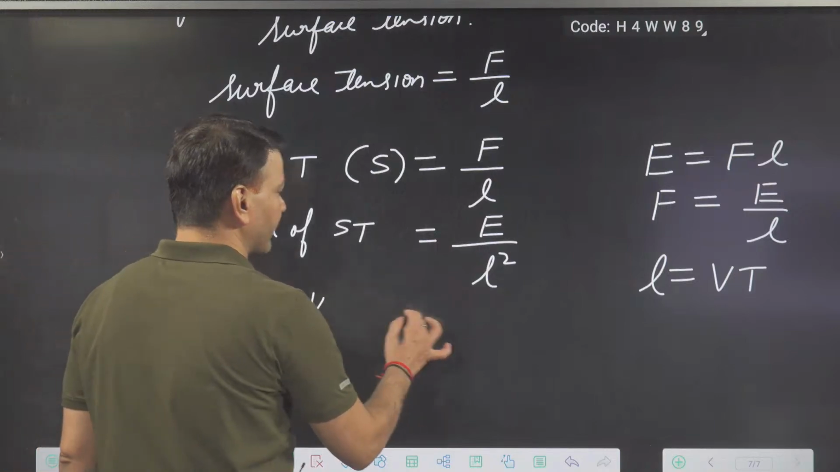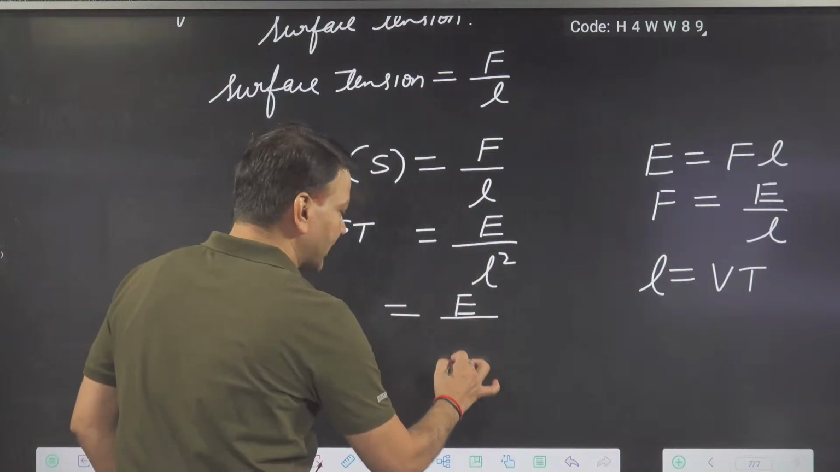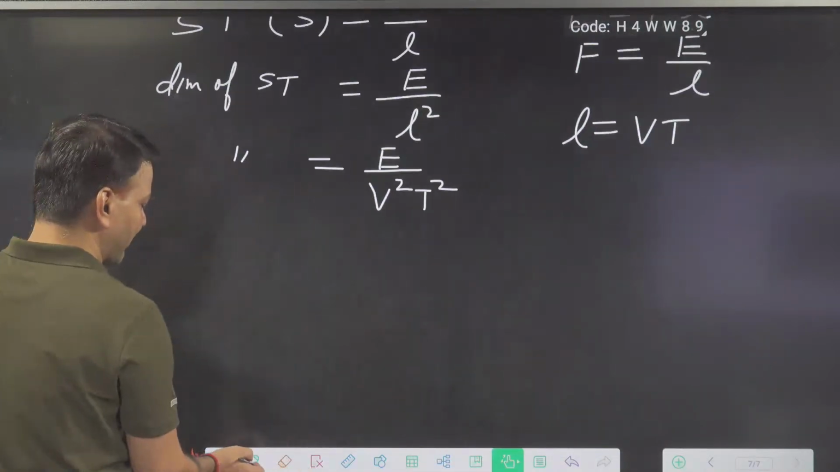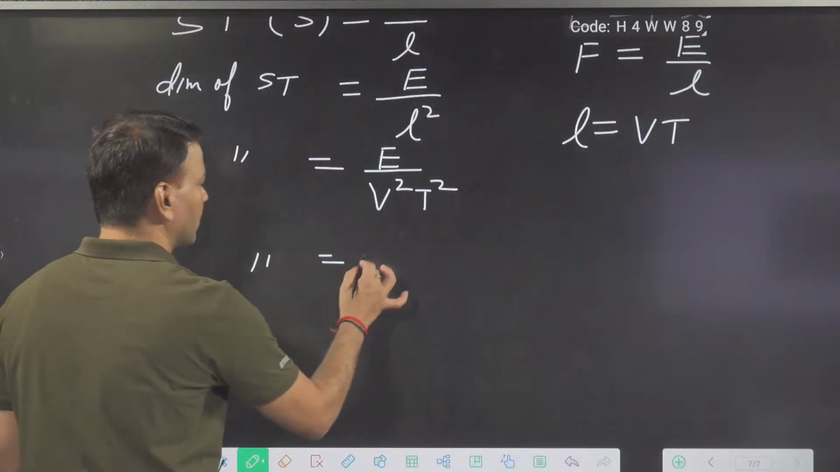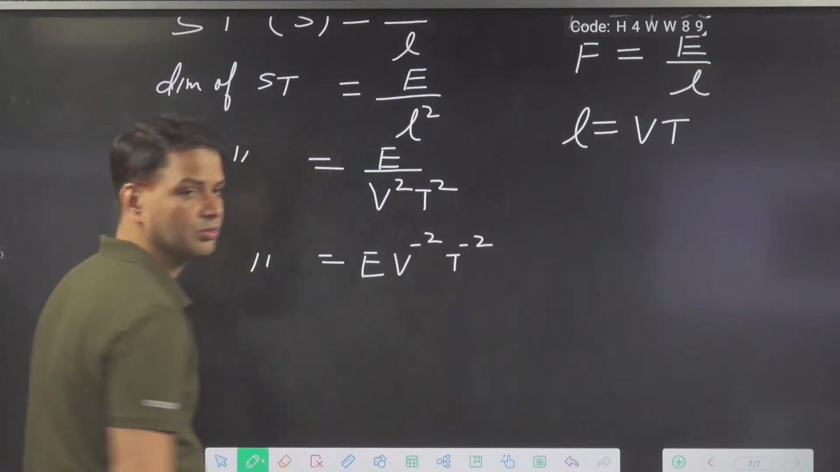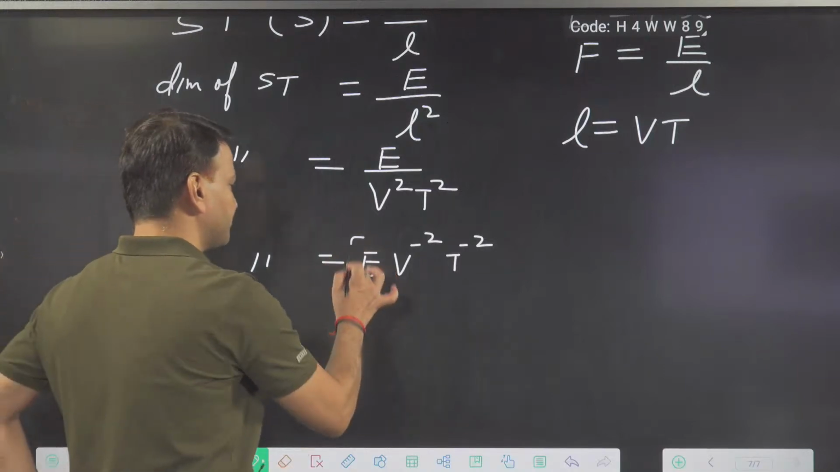So dimension of surface tension is what? E is the fundamental. L square, what can I put? V square, T square. Now what is the dimension I got? Dimension is equal to E V to the power minus 2, T to the power minus 2. Everybody got or not? So this is the dimension of the surface tension.